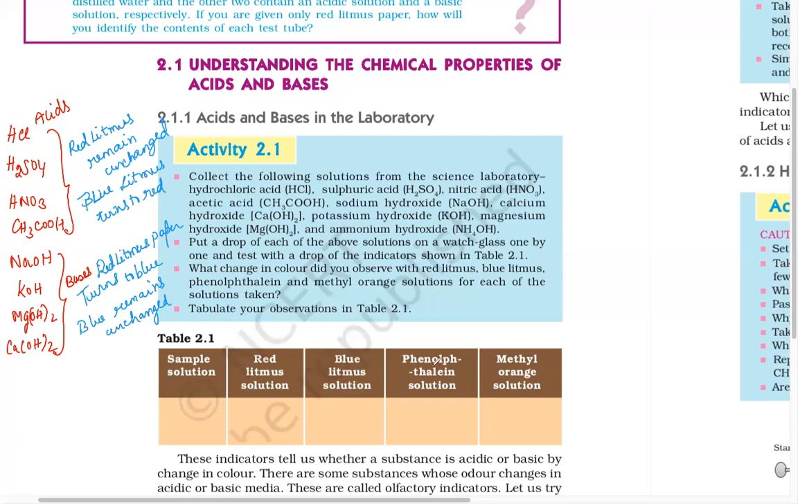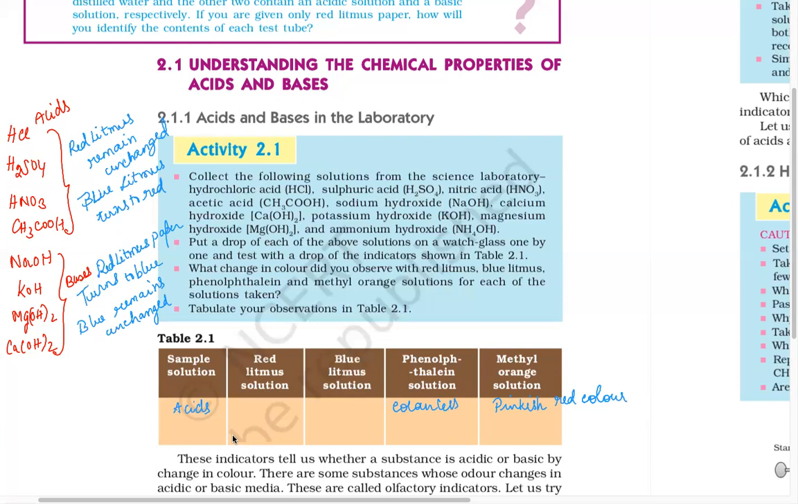So coming to the phenolphthalein solution. In all the acids, the phenolphthalein solution will become colorless. And methyl orange will turn pinkish red in color.